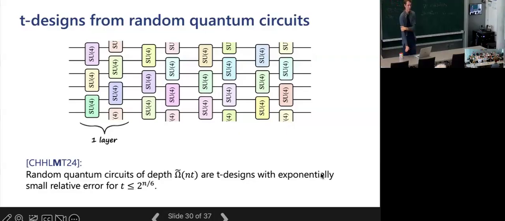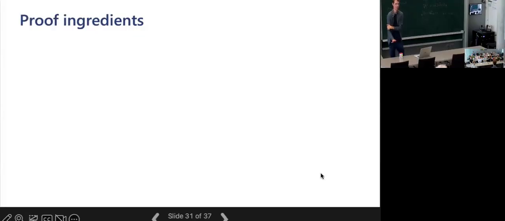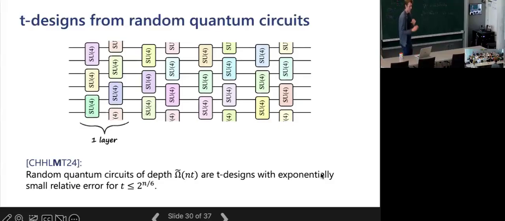Now I'll have one technical slide. You can just zone out for one slide if you don't want to hear the technical part. Yes, what does SU stand for? Oh, it's the special unitary group on 2 qubits. Just imagine it's like the 2-qubit Haar measure.